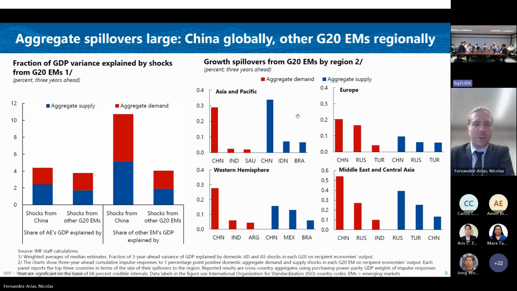So this is a theme that will come out of many of our results, that China is important globally and other G20 emerging markets tend to be more important at a regional level.